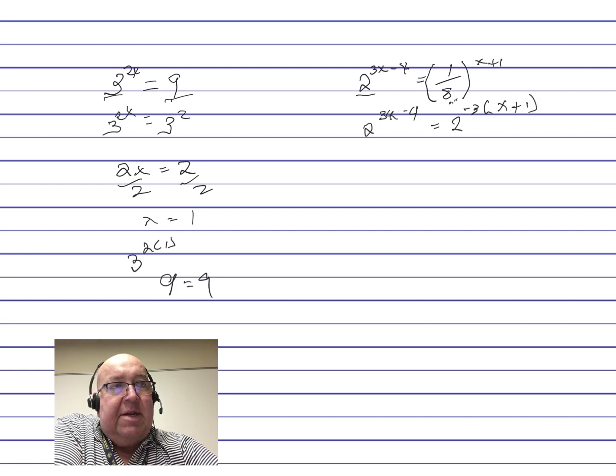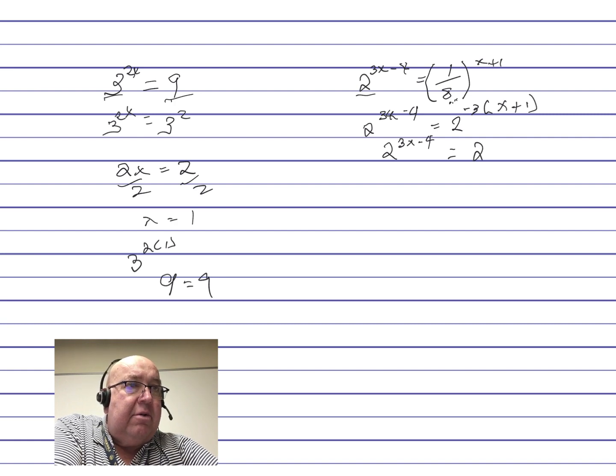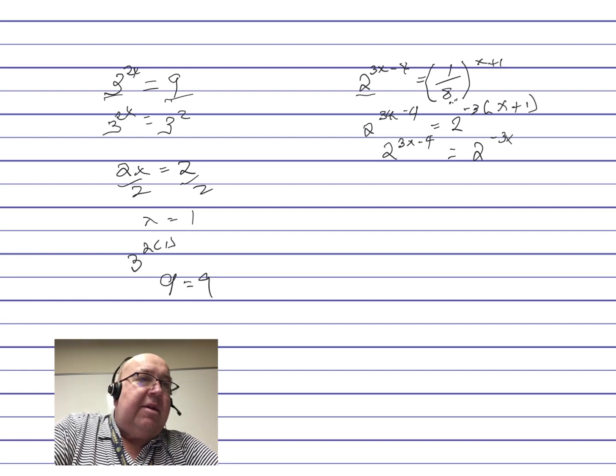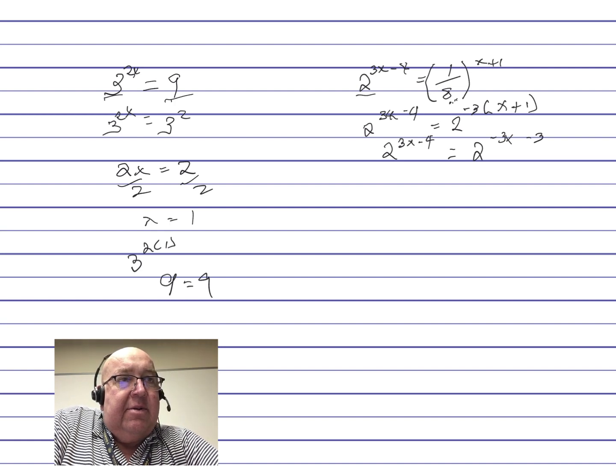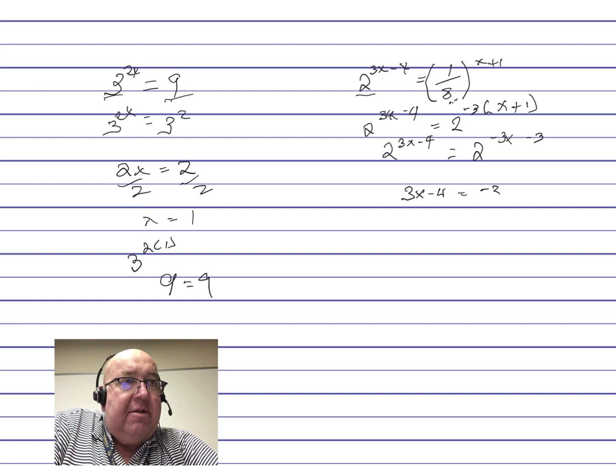So when I rewrite down here, I have 2 to the 3x minus 4 is equal to 2 to the negative 3x and minus 3. So now I can just take and drop the bases, put the exponents. 3x minus 4 is equal to negative 3x minus 3.